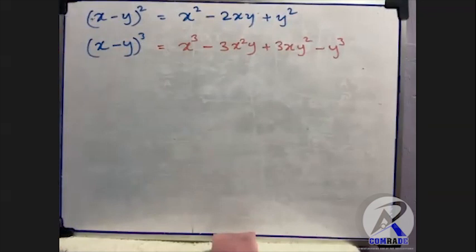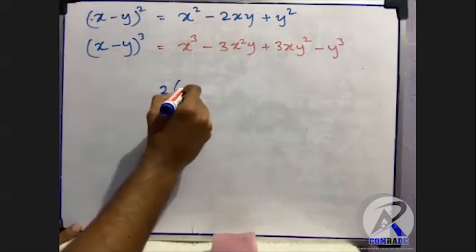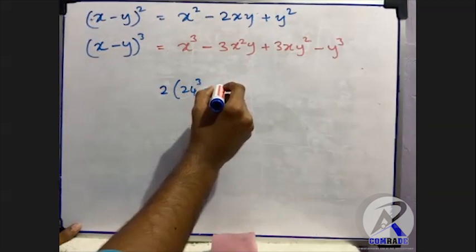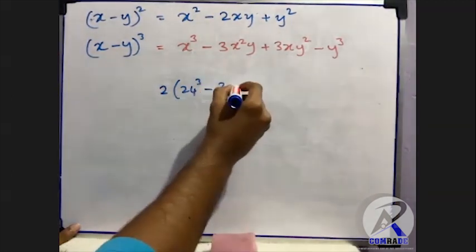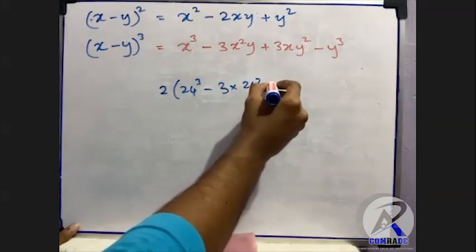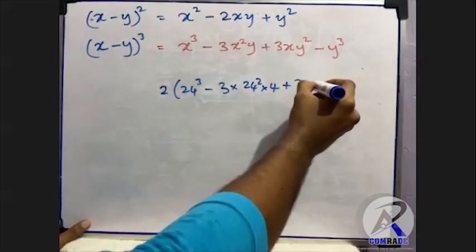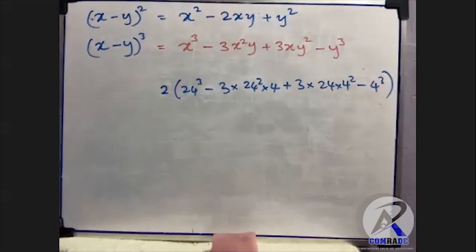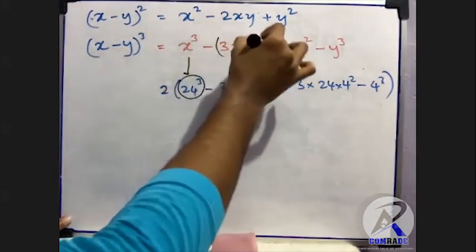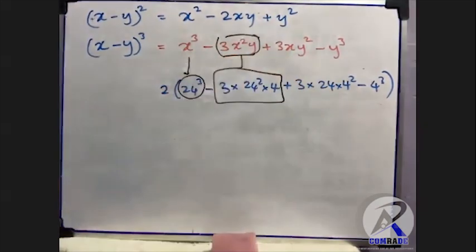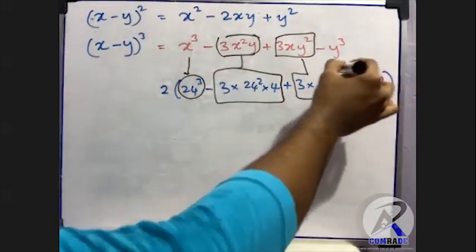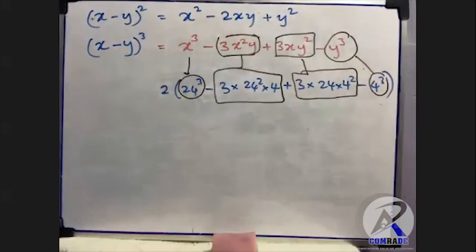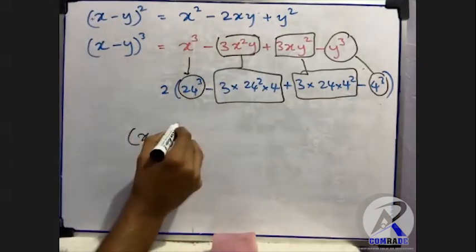Now I will write the given question: 24 cubed minus 3 into 24 squared into 4 plus 3 into 24 into 4 squared minus 4 cubed. See this one, it is like that. See this part, it is totally like this part, isn't it? If I break this down without expanding, it's like (x minus y) cubed, right?